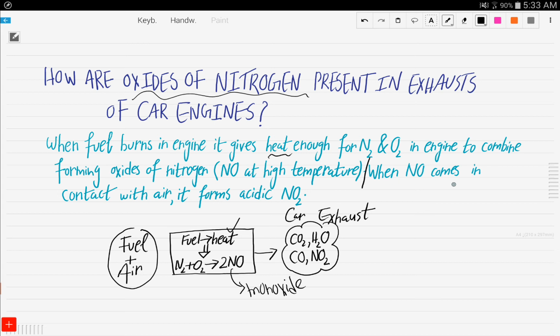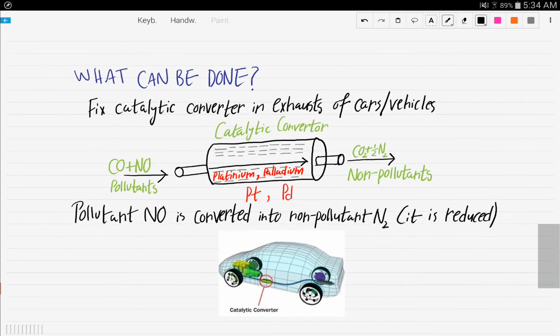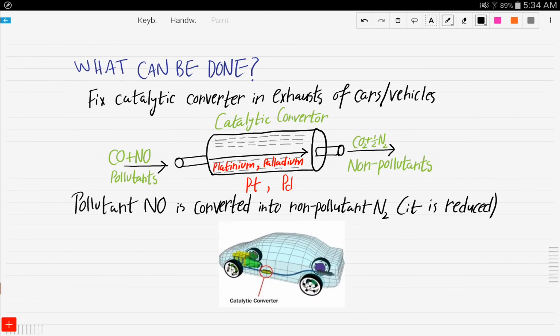Then, when nitrogen monoxide comes in contact with air, it forms acidic nitrogen dioxide. So when this comes in contact with air, which is already in the engine, it forms nitrogen dioxide. So the car exhaust is basically carbon dioxide, water vapor, carbon monoxide, and nitrogen dioxide. So it's pretty easy to explain the presence of oxides of nitrogen in the car engines. The question now is, what can be done? We know the adverse effects of such a pollutant, that is nitrogen dioxide. So what can be done?